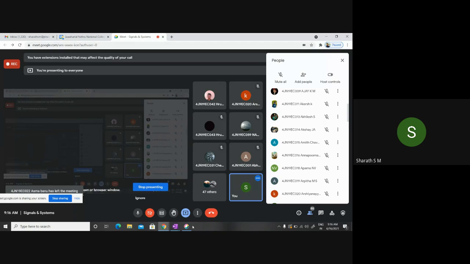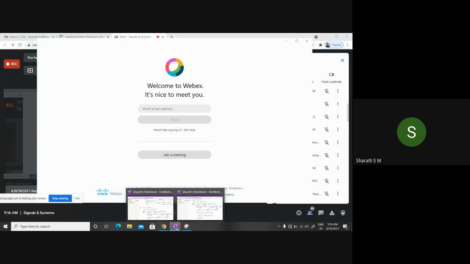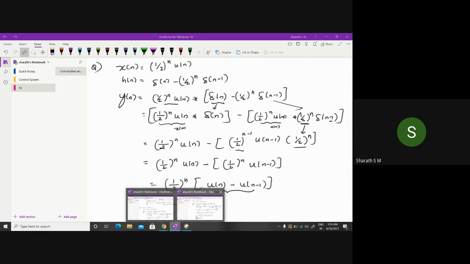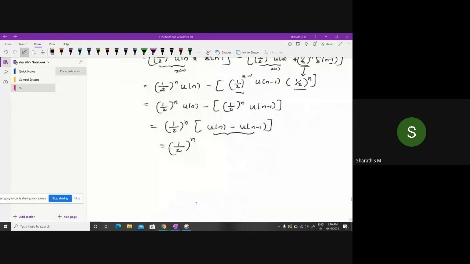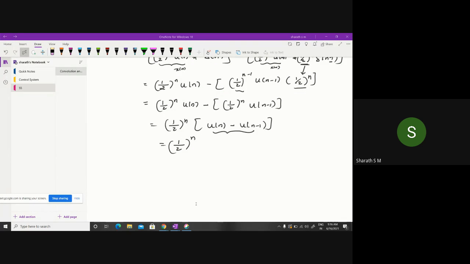Between 0 and 1. Is it between 0 and 1, or is it only at 0? What is the range for u of n? You should draw the signal and subtract quickly. Akash, Annapurna.